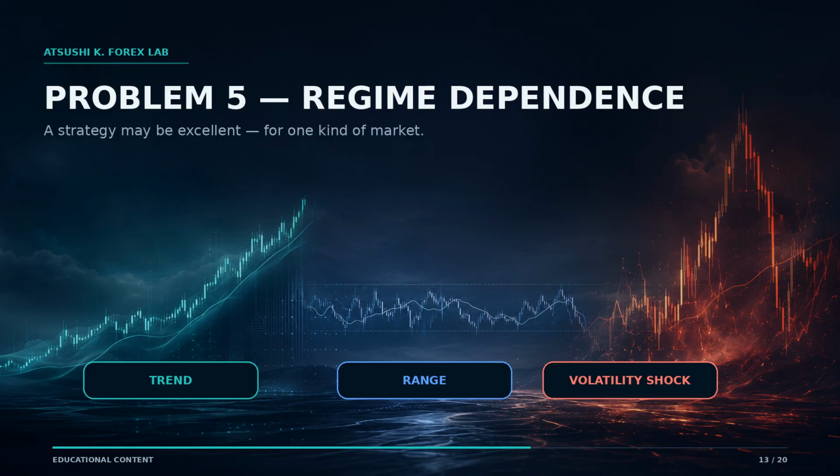Break the history into meaningful periods. Look at strong trends, quiet ranges, volatility shocks, and transitions. Then inspect yearly and monthly results rather than only the final total. A strategy does not need to win in every regime, but you should know where it is vulnerable.